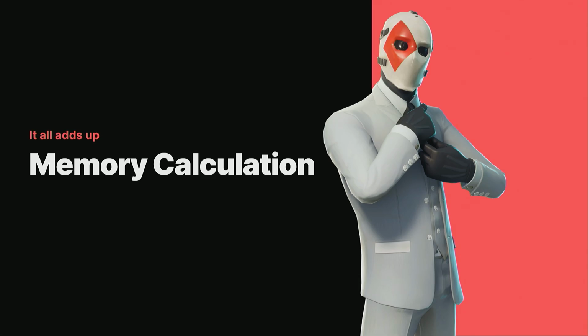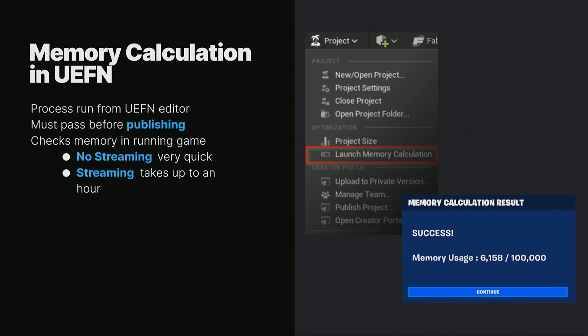Okay, memory calculations. Anyone who's tried to publish a UEFN map knows that you have to pass this grueling test of memory calculation before you're allowed to publish it. This runs inside the UEFN editor, and it checks the memory in-game. If you're not using streaming, it's really quick. There are a few steps to it, but you run the process, and you get a box like this that gives you a success or fail. In this case, I've clearly well optimized my map, looks great, and you get a result.